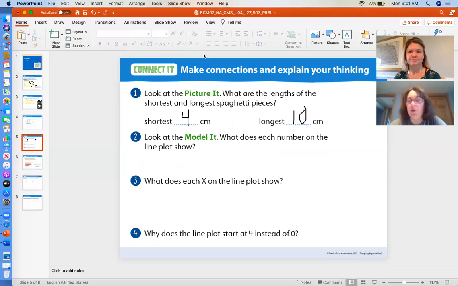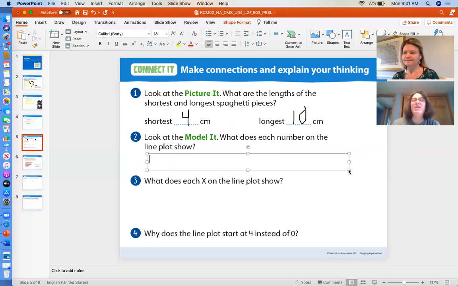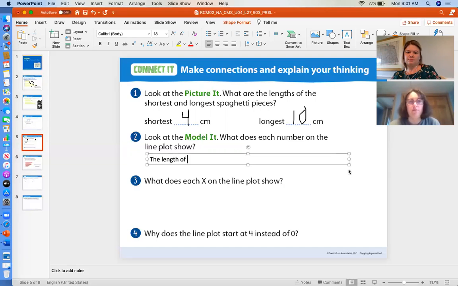So number 2, look at the model. What does each number on the line plot show? So now this wants us to put it in words, and it wants to tell us what each number on the line plot shows. So what does it show? The length of what? The length of the pieces of spaghetti. Right. In centimeters, really, right? I don't know how to spell spaghetti very well. In centimeters. Okay.